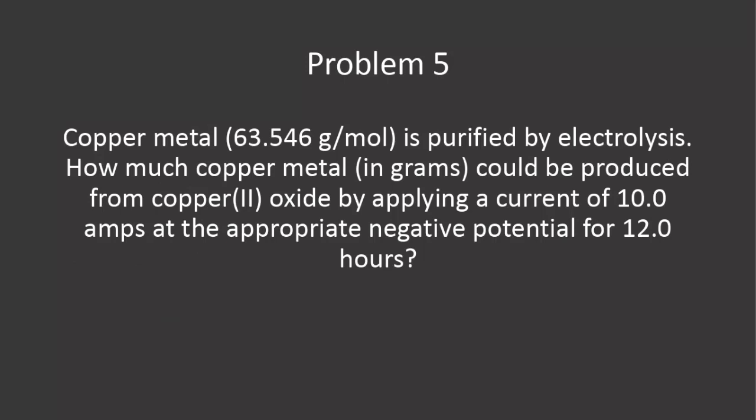So problem 5. We got a copper metal weighing this, or that's the mass, is purified by electrolysis. How much copper metal in grams could be produced from copper 2 oxide by applying a current of 10 amps at the appropriate negative potential for 12 hours? So it's an electrolysis metal plating question.